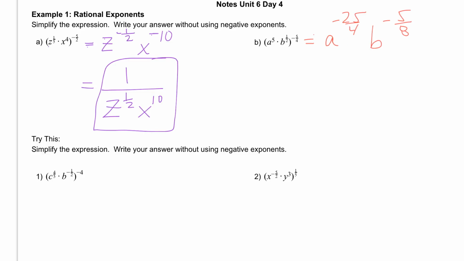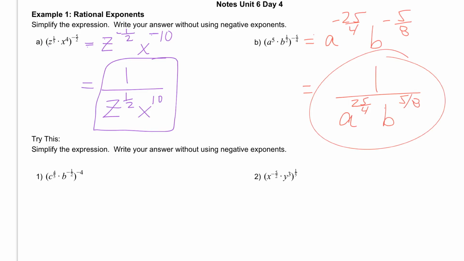Then if we take a look at our exponents, they're both negative and they're both in the numerator. So to make them positive, we're going to move them down to the denominator. So we can move the a down here, making this a positive 25/4. And we can move the b down, making this a positive 5/8. And again, we have that 1 up on top.